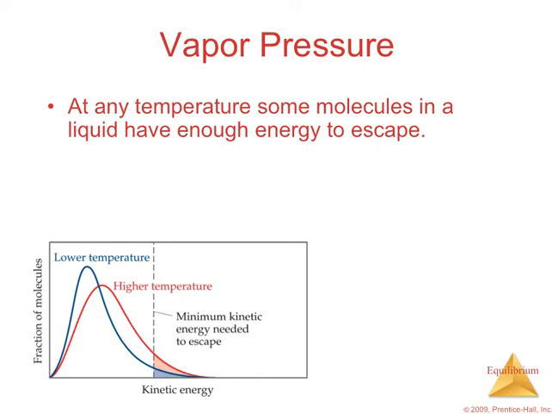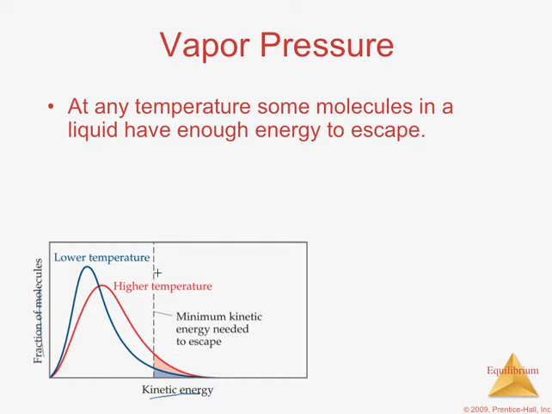So, at any temperature, there are going to be some molecules in the liquid that have enough energy to escape. And this really comes about from the energy distribution of a sample of matter. If you remember the Maxwell-Boltzmann curve, we've got kinetic energy and we have the fraction of molecules at any given kinetic energy or velocity. And the blue line represents a sample of matter at a low temperature, and the red is the same sample of matter at a higher temperature.